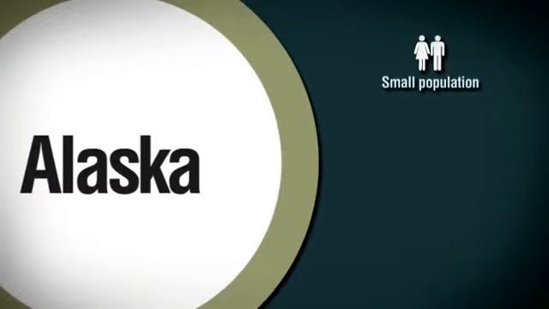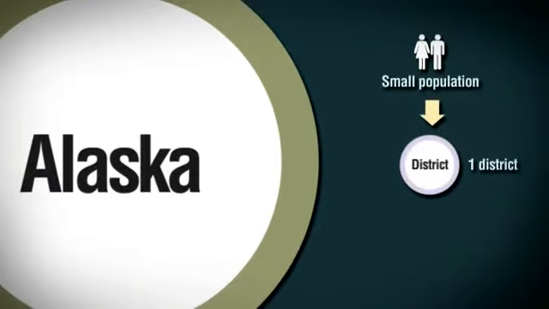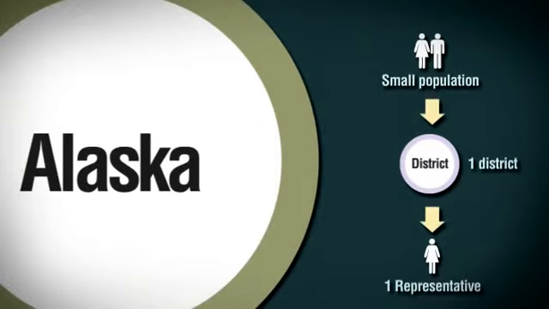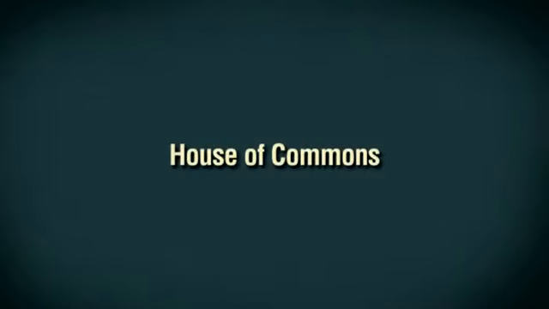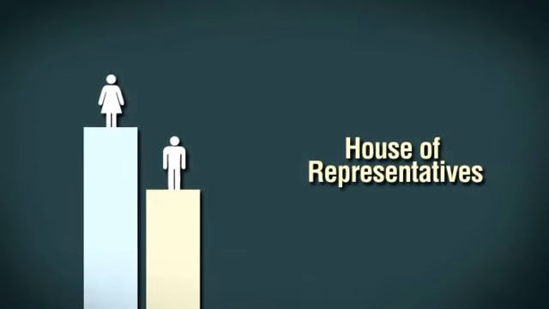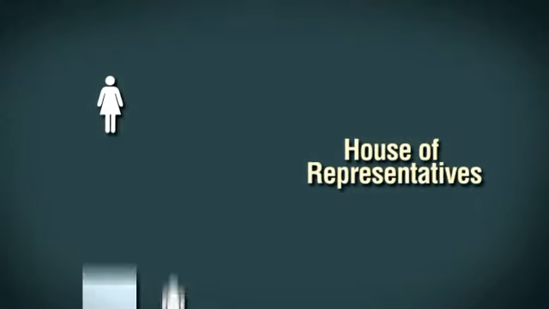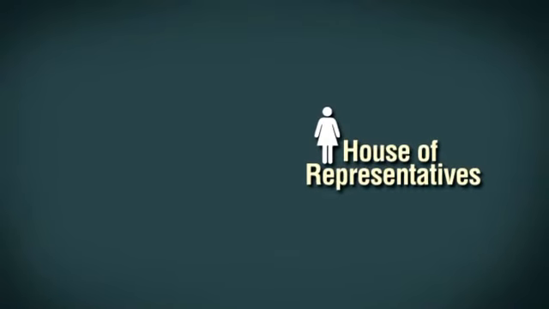But Alaska, which is huge but has a really small population, only has one district and therefore only one representative in the House. Like the UK House of Commons, the election system is first past the post, so the candidate with the most votes in each district wins a seat in the House of Representatives. The party that wins a majority of seats in the House takes control.